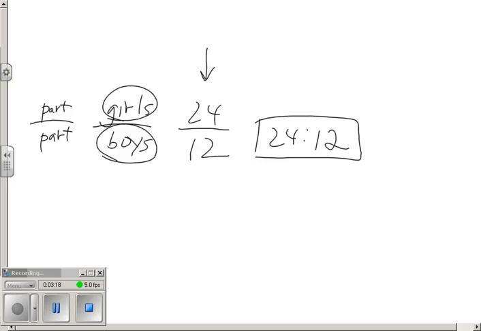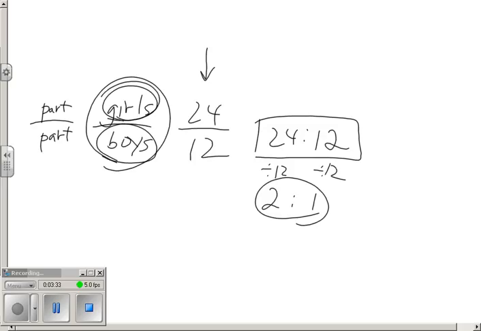And it says to express the ratio. Now, if I wanted to reduce that, I might notice that both the first and second term contain 12 as a factor. So I can reduce that ratio to 2 to 1. And if I go back to my original ratio, that means for every 2 girls in the class, there is 1 boy.